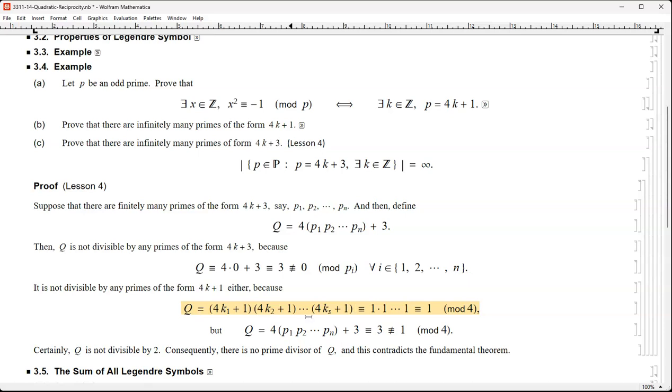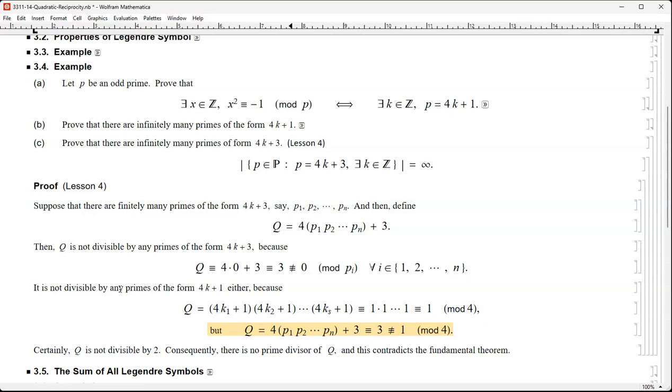But then again, if you multiply them all and take modulo 4, why 4 is coming clear: 4k1 is congruent to 0, 4k2 is congruent to 0, all the 4k's are congruent to 0 modulo 4, so we get congruent to 1 mod 4. But then again, if you go back to this, it's 3 mod 4, 4 times an integer plus 3. So 3 mod 4. Ooh, which is right? 1 mod 4 or 3 mod 4? It can't be both right simultaneously.